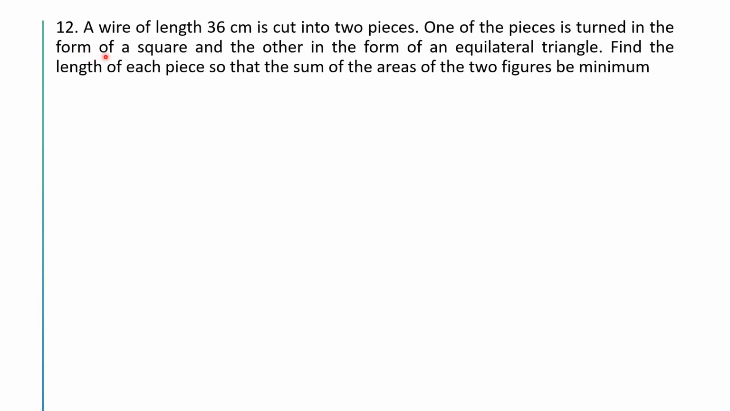Next question. A wire of length 36 cm is cut into two pieces. One of the pieces is turned in the form of a square and the other in the form of an equilateral triangle. Find the length of each piece so that the sum of the areas of the two figures be minimum. So in the previous question we had a wire of some length which was cut to form an equilateral triangle and a circle. Here this wire should be cut into two pieces so that one is turned to form a square and the other is to form an equilateral triangle, and we have to find the lengths so that the sum of the areas of the two figures is minimum.